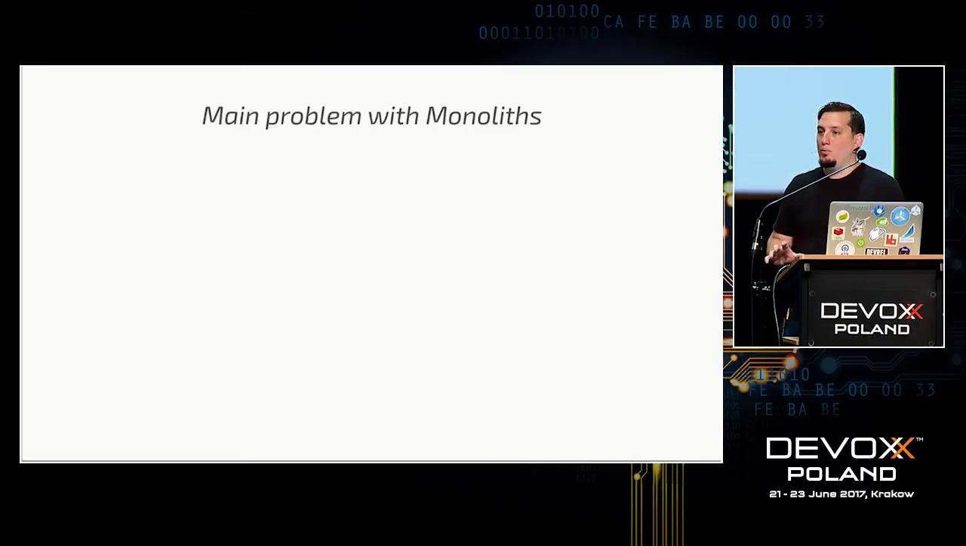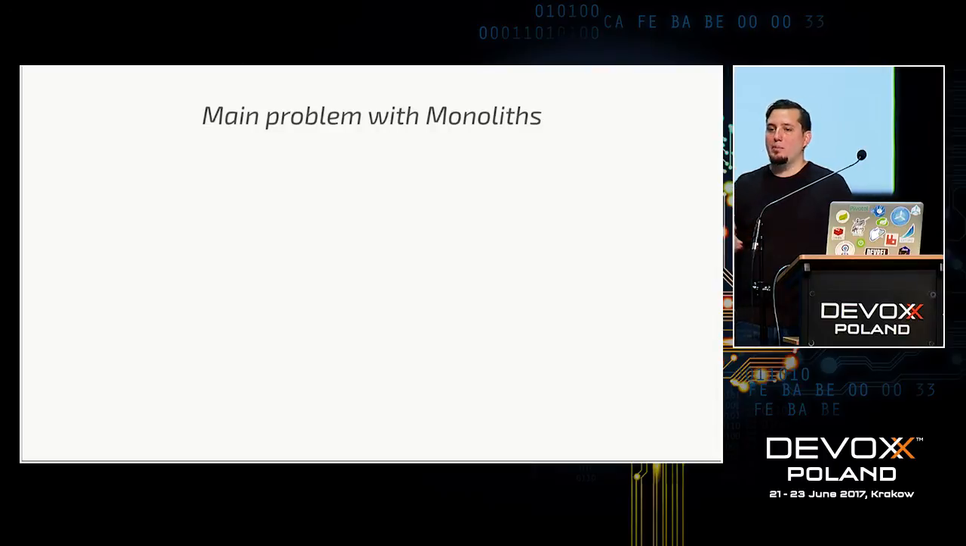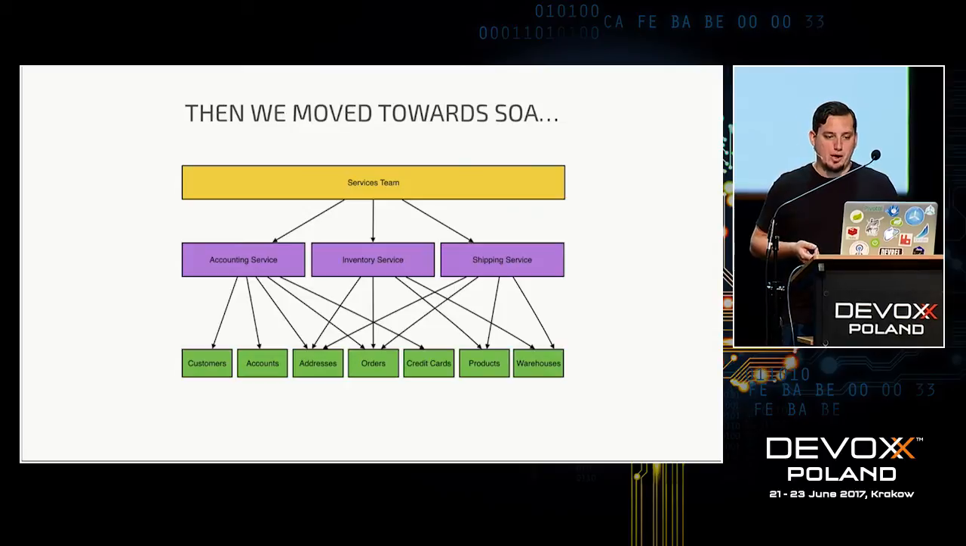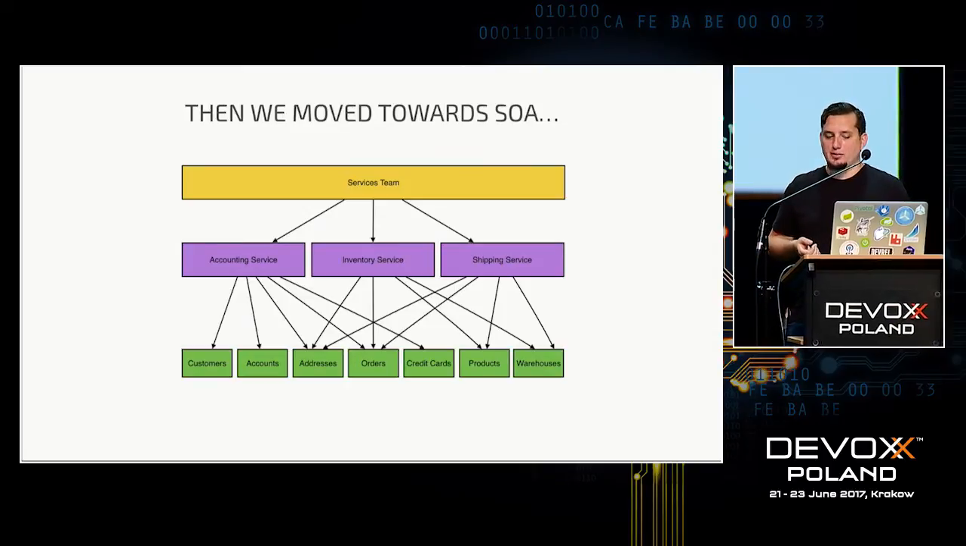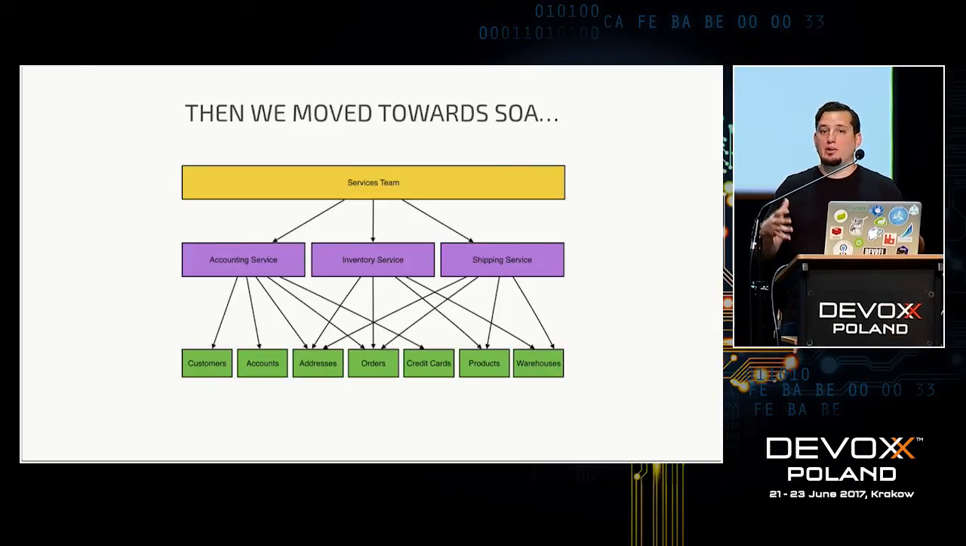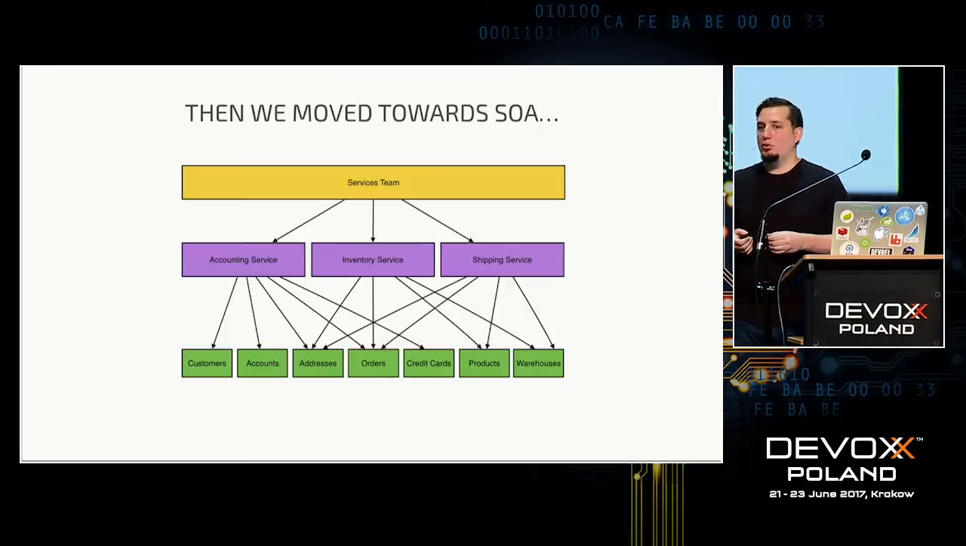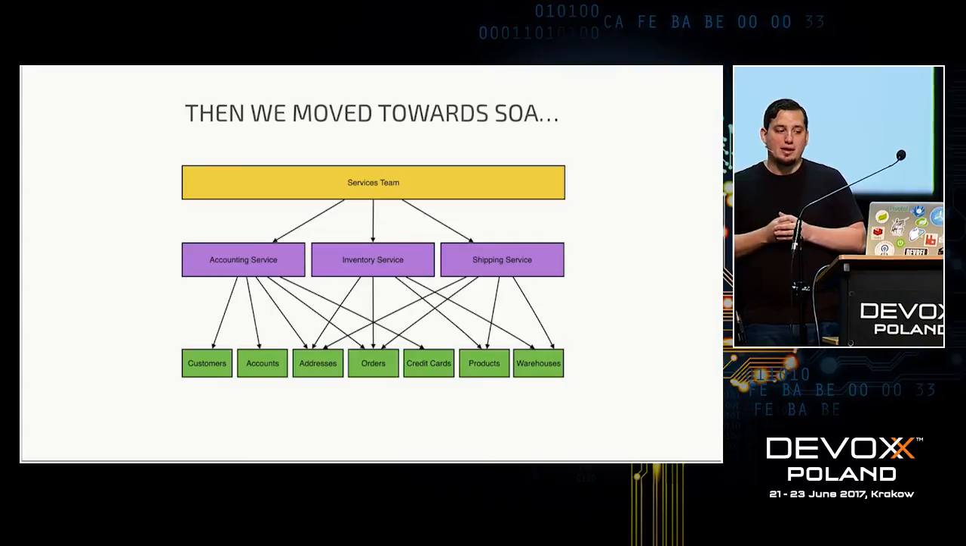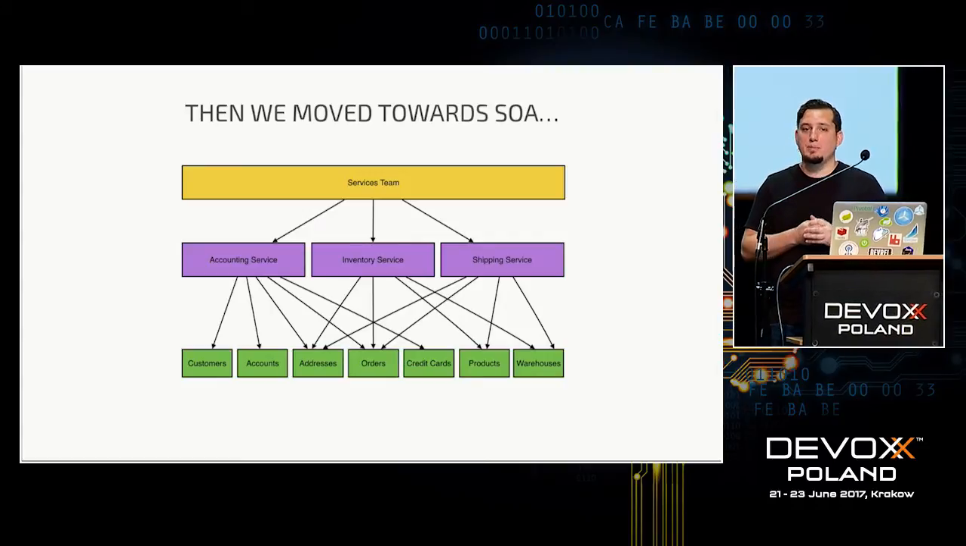But the main problem with a monolithic application, the reason why microservices are popular today, is this: you have to deploy everything at once or nothing at all. Now, on our way to microservices, we stopped off at this beautiful model called SOA, Service-Oriented Architecture. In this model, we've gotten a little bit better. We've split that deployment into 3 separate deployments. I have the accounting service, the inventory service, and the shipping service.